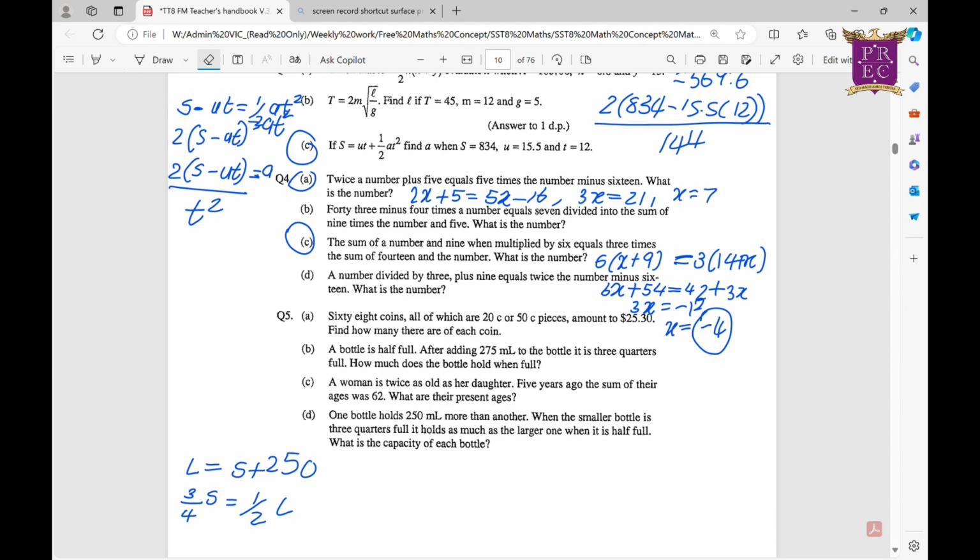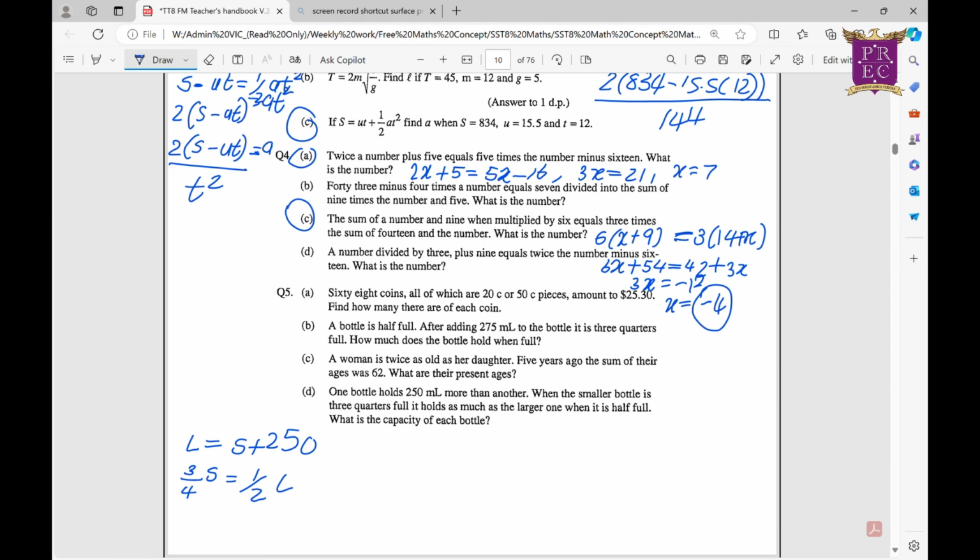If that's the case, what can we do here? We know that one large bottle is S plus 250. So we can replace this L with S plus 250 here. Or what we can do is replace this S with half L. I think that one would be much easier. Let's get S onto one side first. Let's find out what S is by itself. What we can do is get L by itself. That will be much easier.